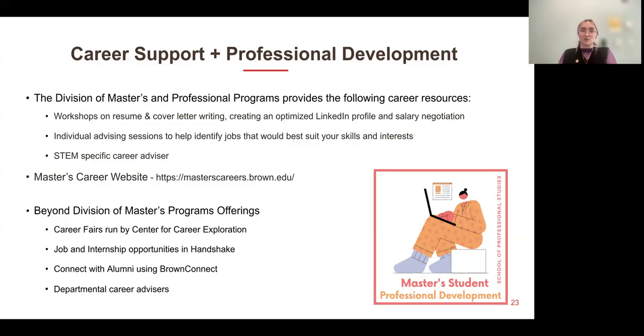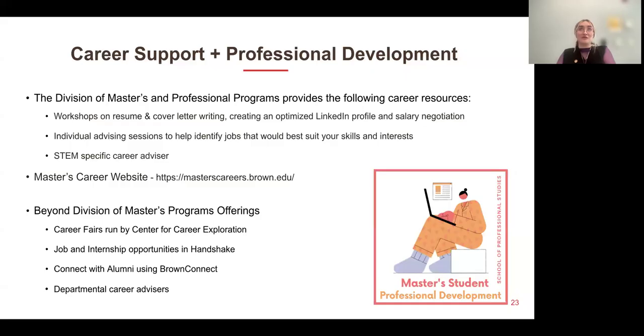You'll receive access to a website called Handshake once you're admitted and enrolled. And that is where all of the job and internship opportunities that are Brown hosted will be posted. So you can always look for an opportunity to work on campus. And then you'll get access to Brown Connect, where you can connect with all of our alumni.